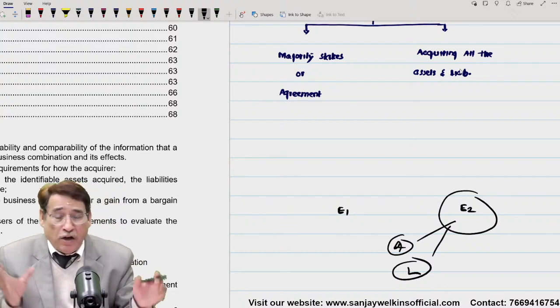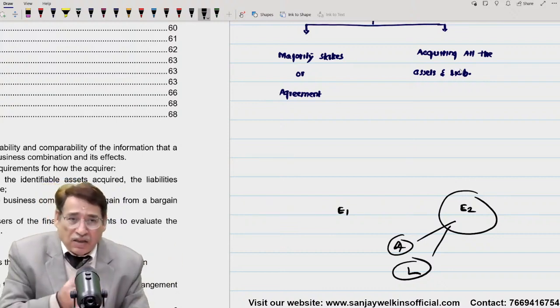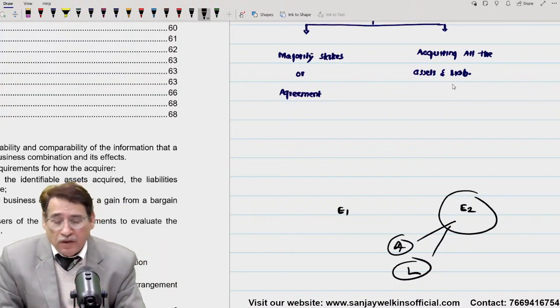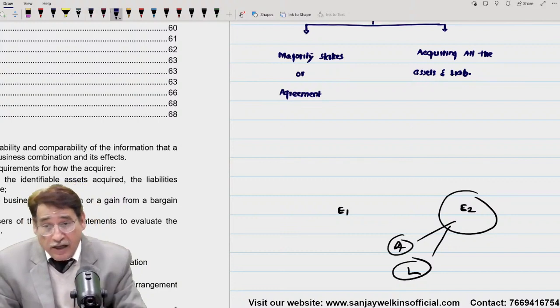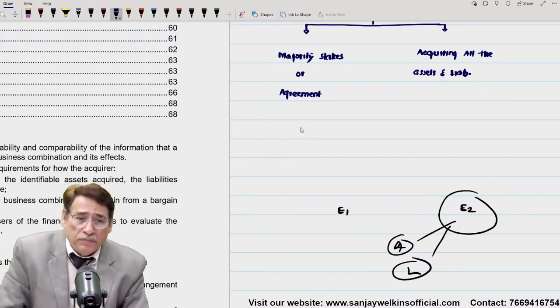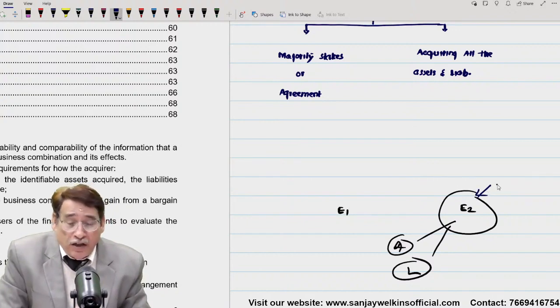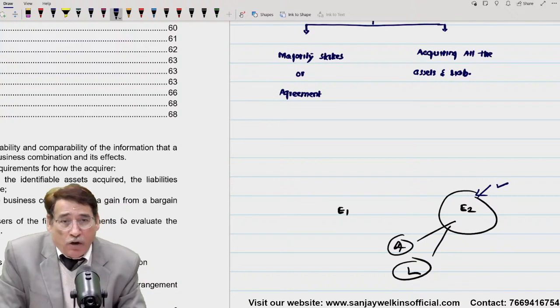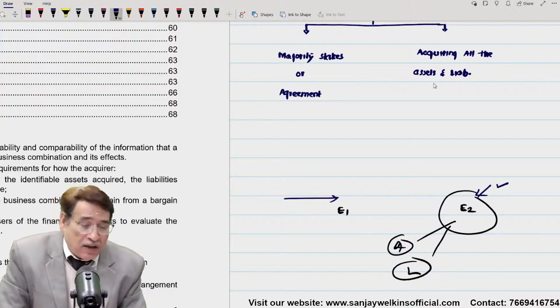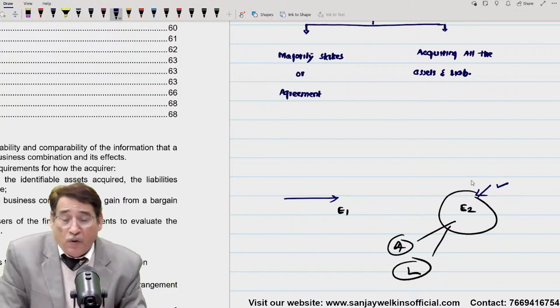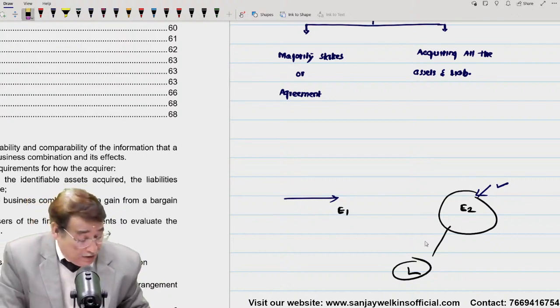Now you let me know. If we get the control by acquiring all the assets and liabilities of the other entity, in this case, will the existence of the other entity come to an end or will it keep on operating? Kindly let me know of this. I have already told you, if we get the control through majority stakes and agreement, the existence of the other entity continues. In this case, what will happen? Will the other entity keep on operating, or will its existence come to an end, or will it cease to exist? Right, give me the answers.